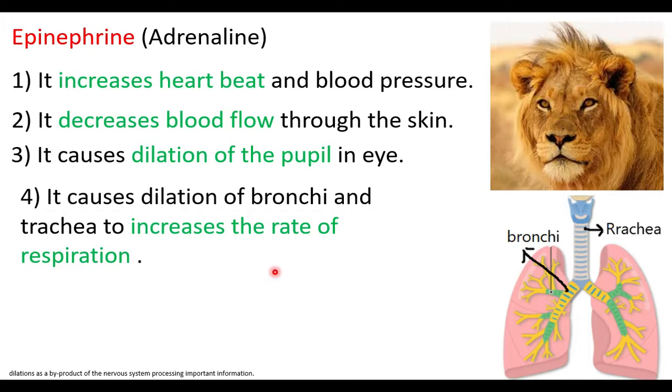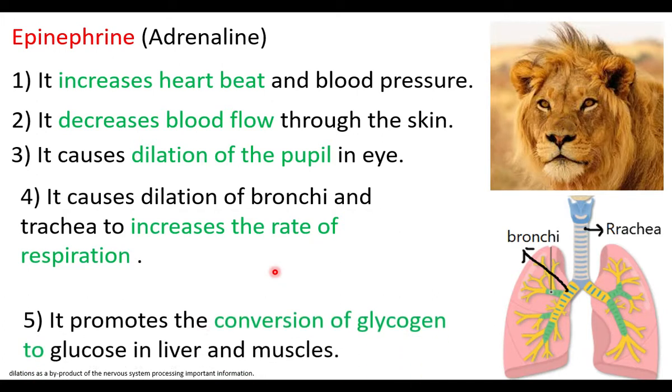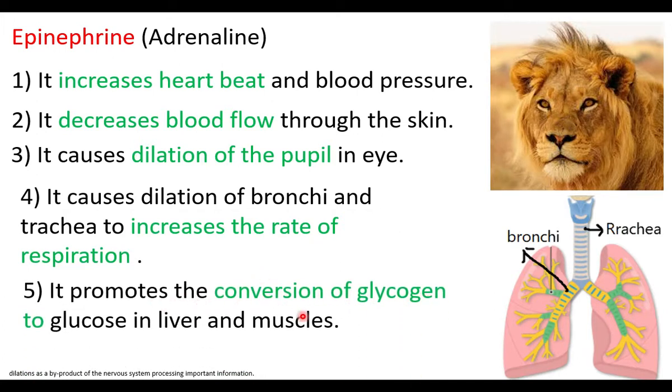But energy production needs glucose. So it promotes the conversion of glycogen to glucose in the liver and muscle. So more glucose is supplied to the body and oxygen is supplied by increasing the respiration. Dilation of the pupil to find the way for escaping, decreased blood flow to the skin to prevent blood loss if there is injury to the skin, and increased heartbeat and blood pressure to supply more blood to make the muscles active. In these ways, adrenaline prepares the body to face the emergency situation.